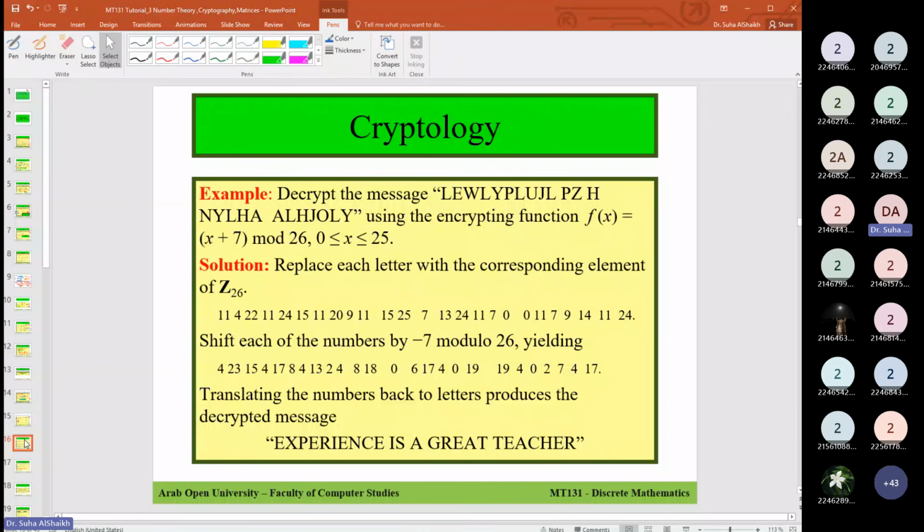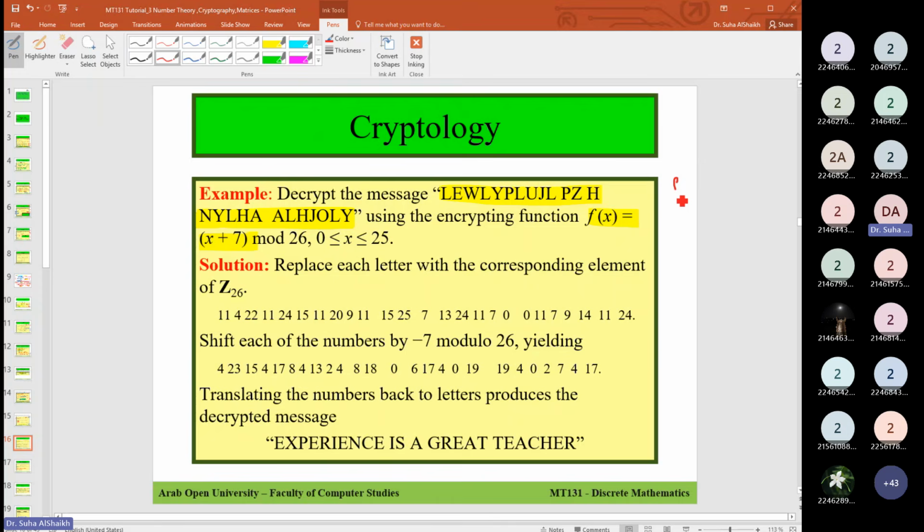Now let's have an example of decryption. Here, decrypt the message, and here you have the message. You see the message, we can't read it, right? That means it needs to be decrypted, it's a secret message. So I have to decrypt it. The message was encrypted with the function f of x equal to x plus 7. So the function I used to do the encryption is x plus 7.